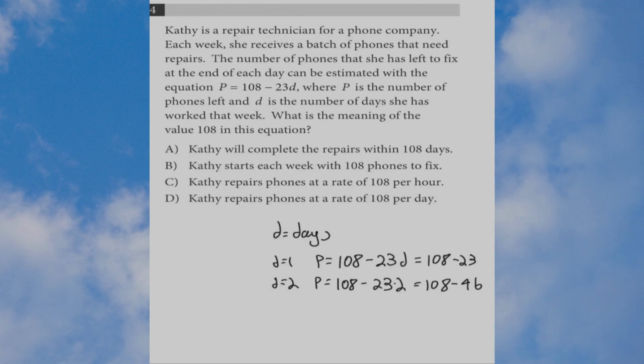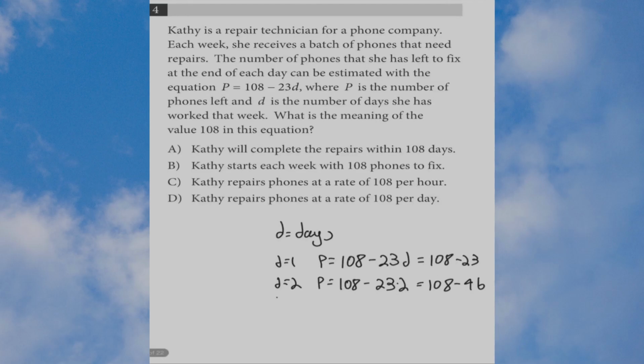And likely it's the number of phones she needs to do every week. If D is equal to 0, or at the very start, it's 108 minus 23 times 0, which is 108. And if P is the number of phones left, P is equal to 108. At the start of the week, there are 108 phones in total to fix, so we have B.